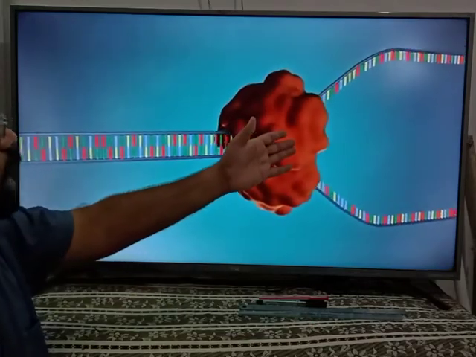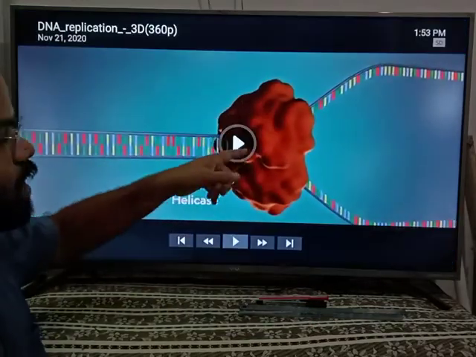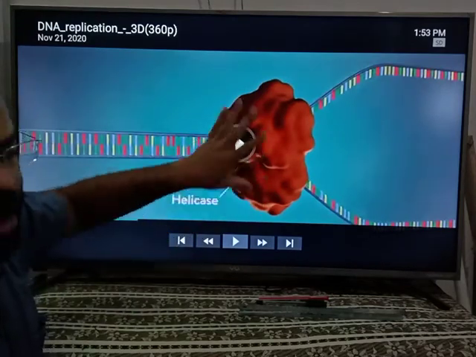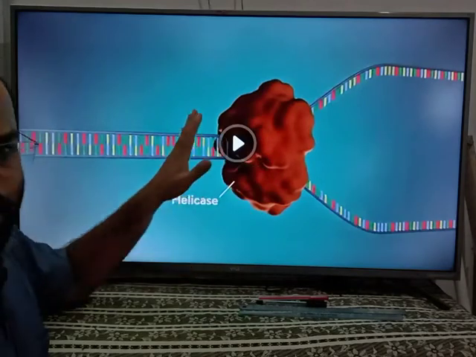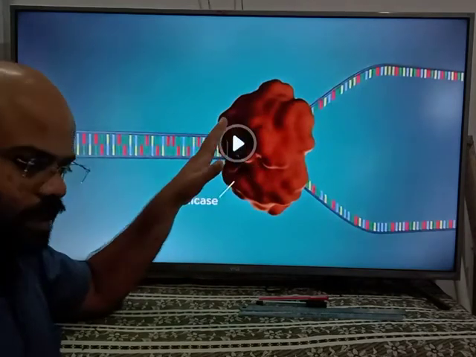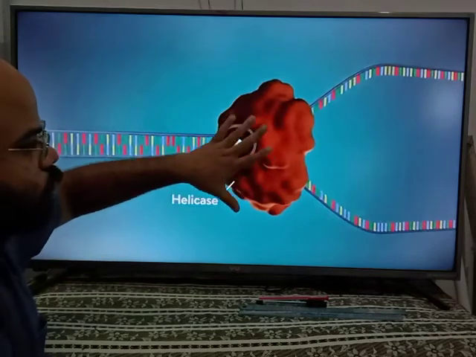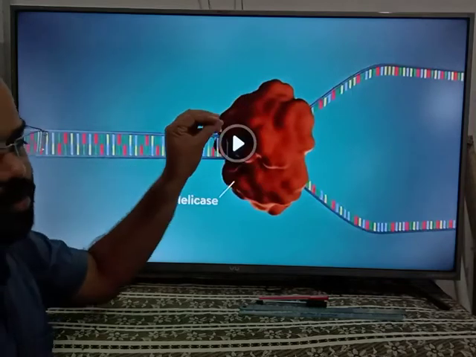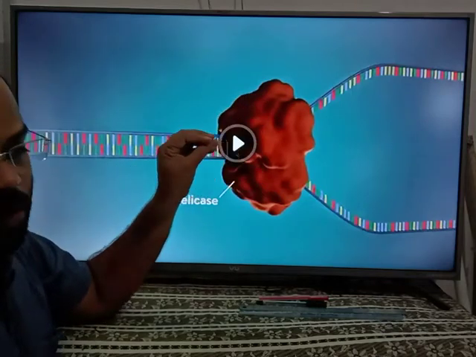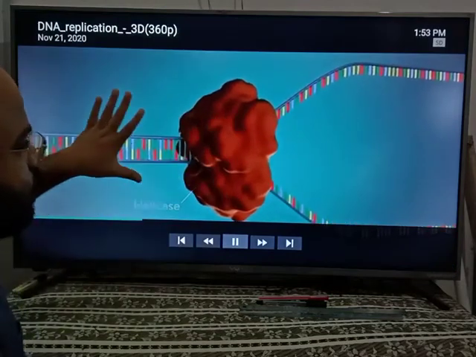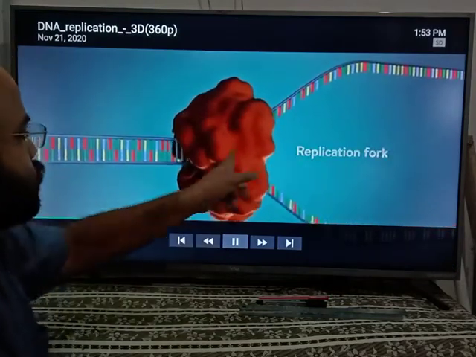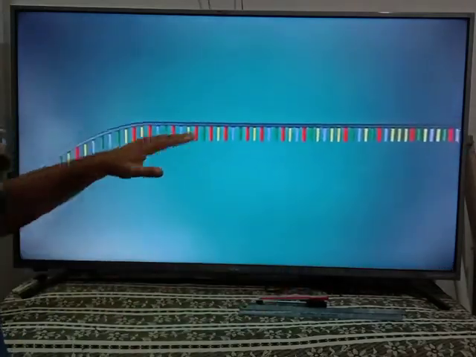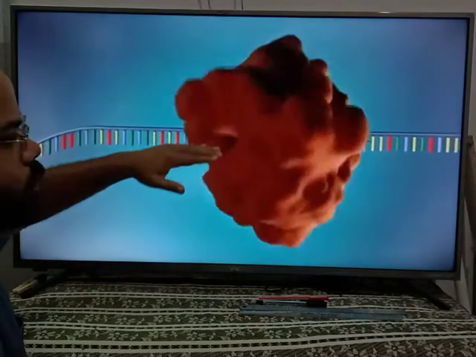Now the replication starts. This is a helicase. Here helicase is given. Helicase and topoisomerase are a complex, they work together, but you just understand that topoisomerase is also there. Both are responsible for unwinding, and topoisomerase is responsible for releasing topological stress. So unwinding of DNA occurs. Now one replication fork moves in this direction, another in that direction. Two different strands of DNA are unwinding.